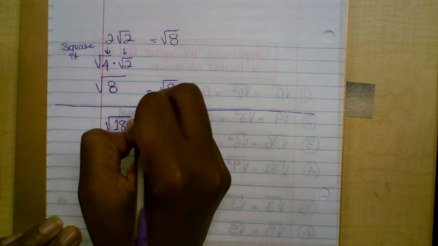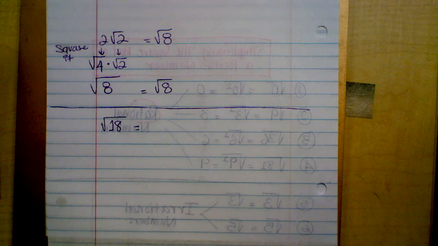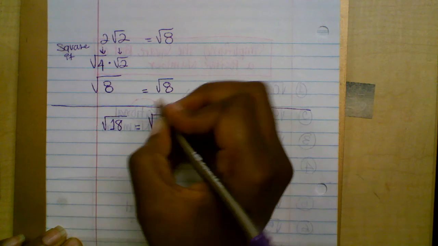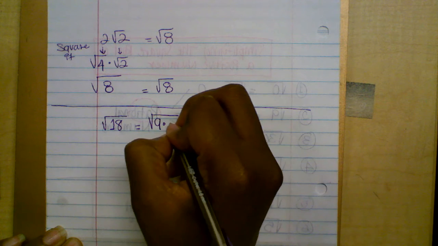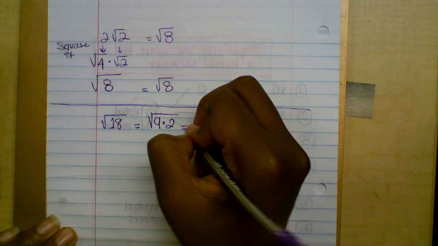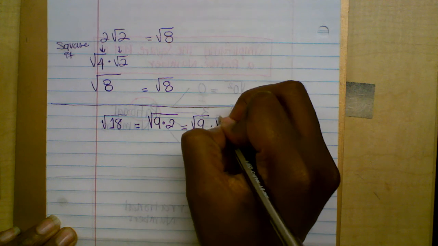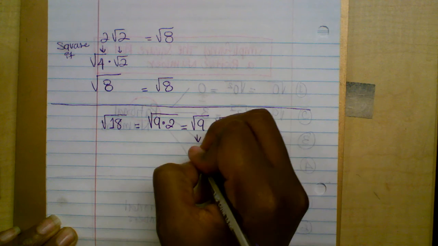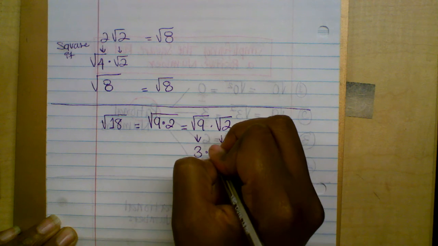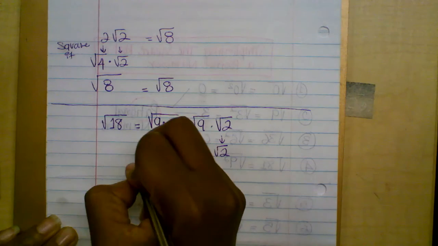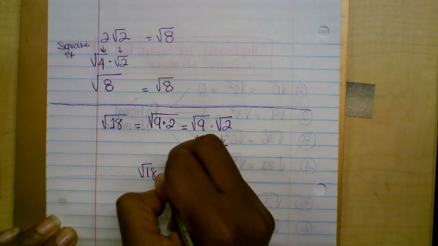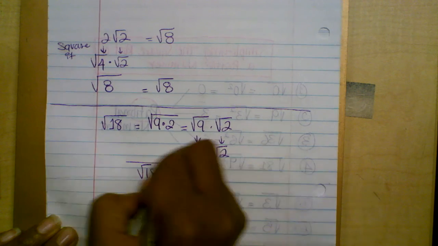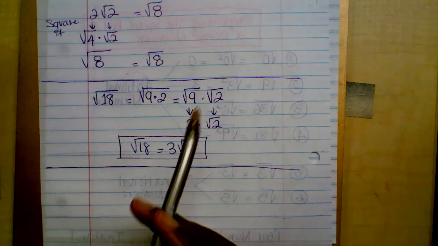So can you simplify square root of 18? Okay, please pause the video and try. Okay, so square root of 18, the factor of 18 is 9 times 2. I can split the factor into 2, so square root of 9 times square root of 2, and I know that the square root of 9 is a perfect square, so square root of 9 is 3, and then square root of 2 is going to be square root of 2. So square root of 18 is equal to 3 times square root of 2. That's the final answer.